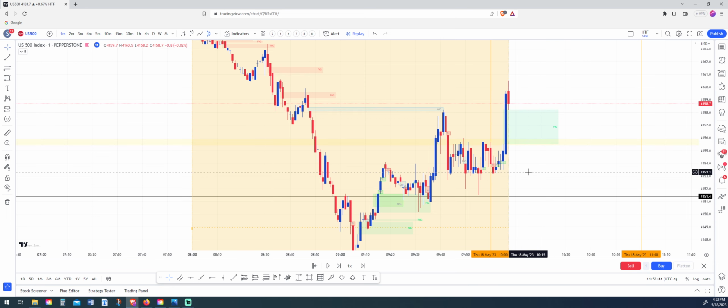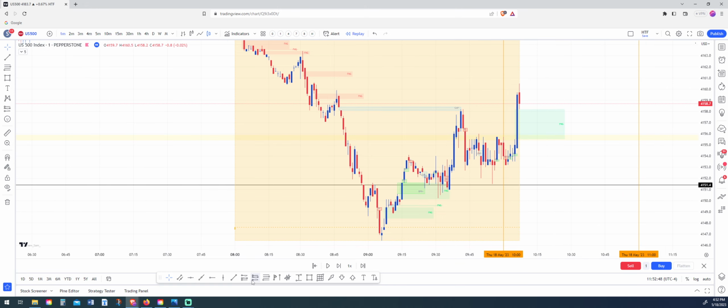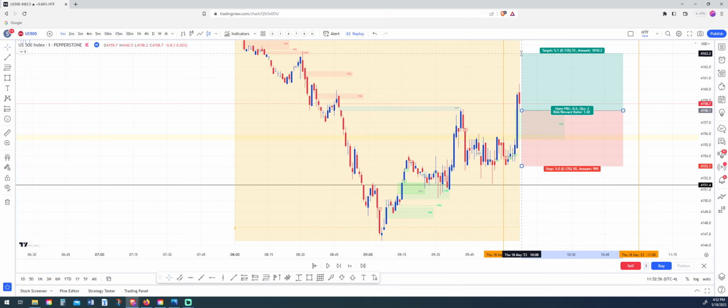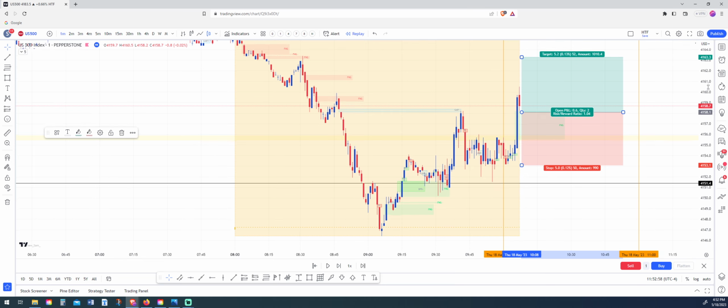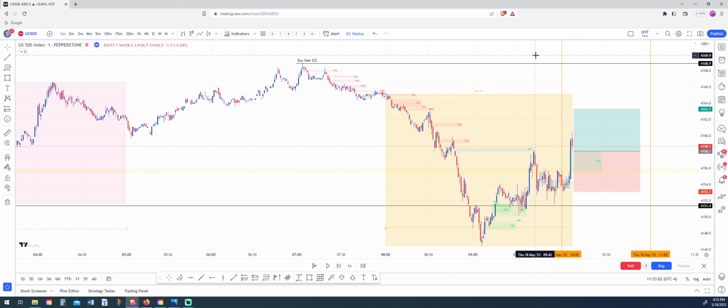A fair value gap has been left, so this would be our first opportunity to get in line with the market. 5 pip stop and a 5.2 pip take profit is what I would go for. Looking to take out the daily high.